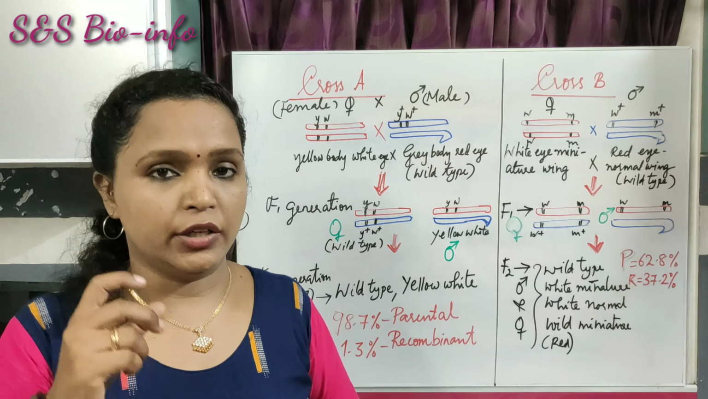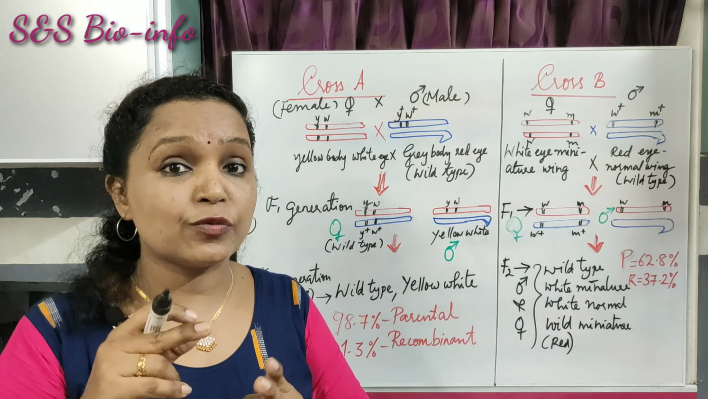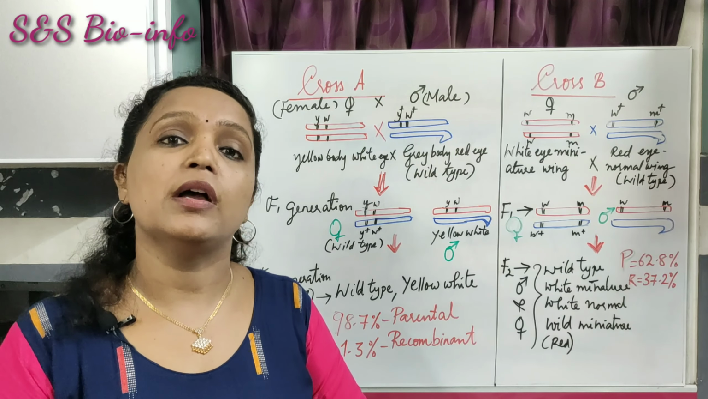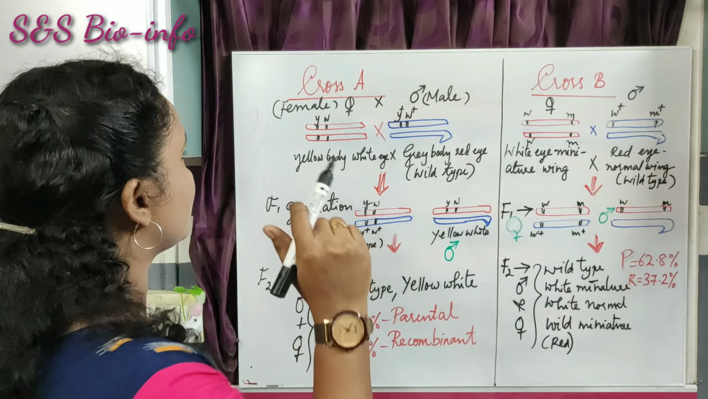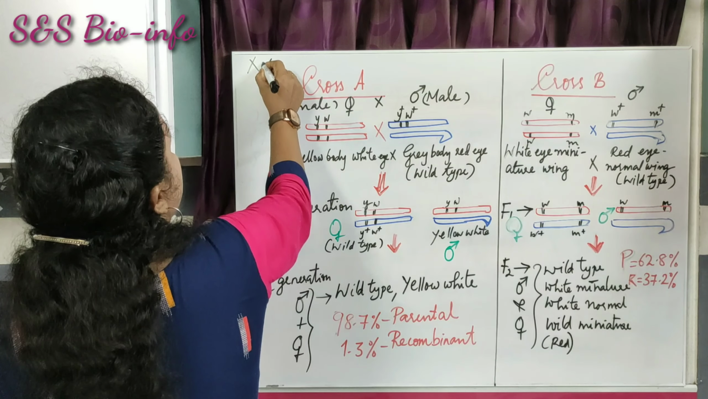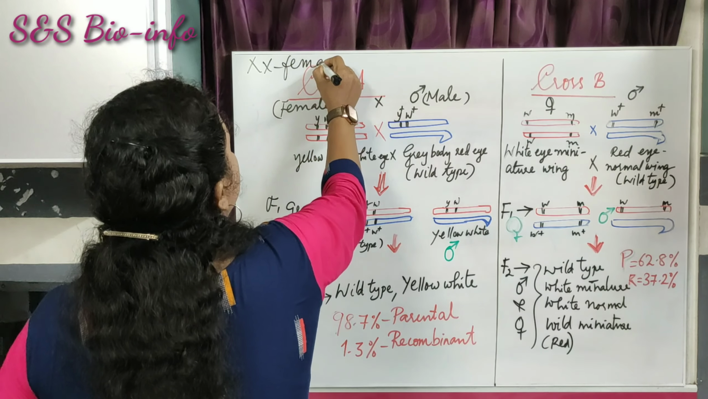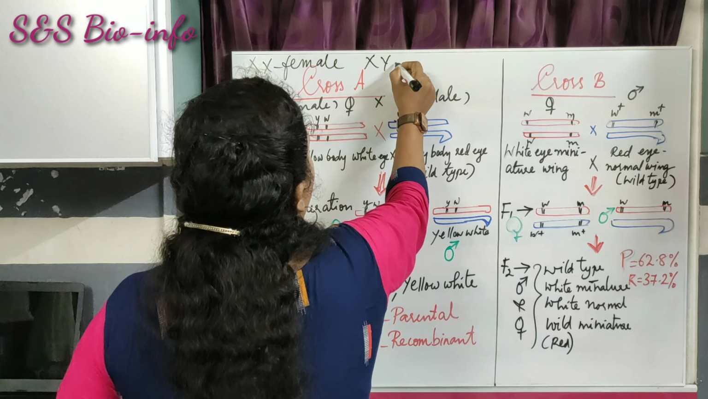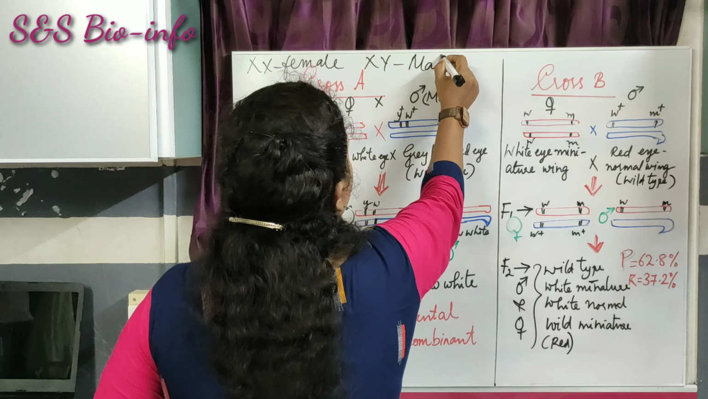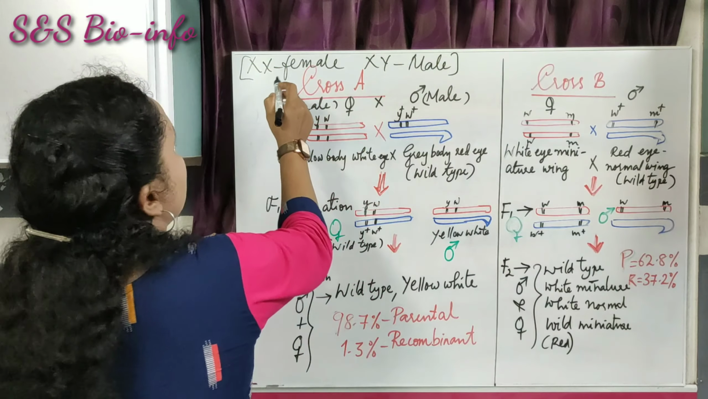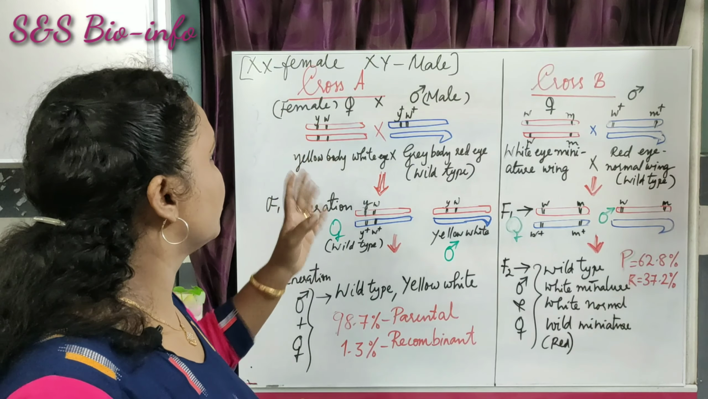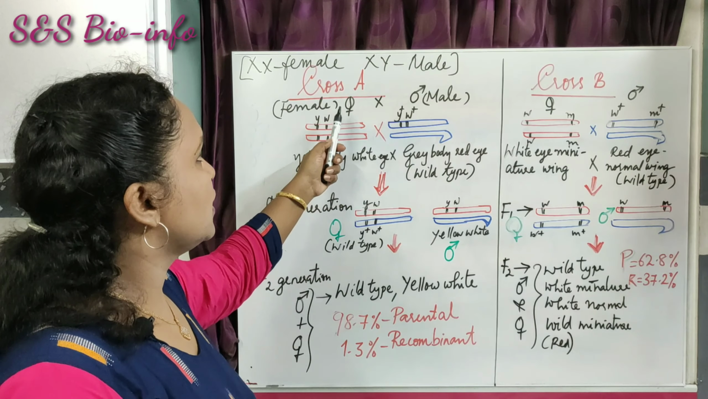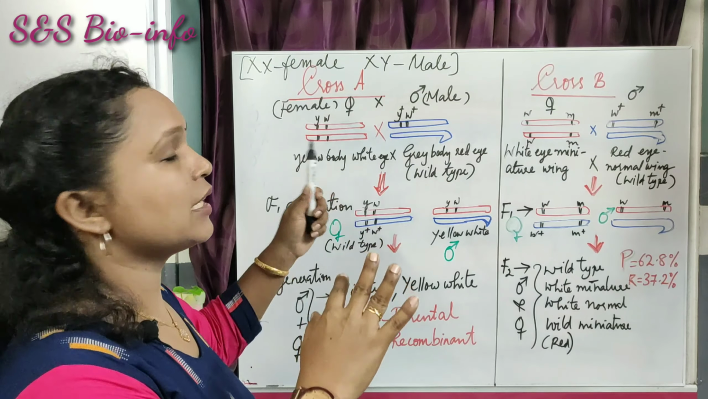Drosophila: the male Drosophila has the XY pattern of sex chromosomes and the female Drosophila has the XX pattern. XX in female, XY in male. This is the sex chromosome pattern in Drosophila, or fruit fly. Here you can see that two parents are crossed.